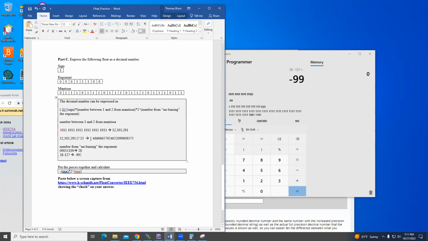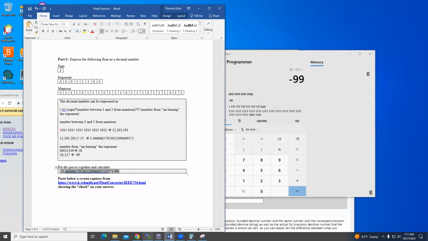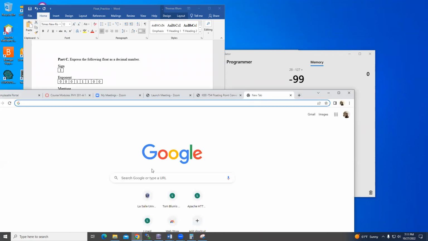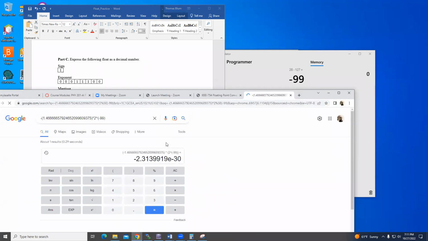And so I put these pieces together. My mantissa value was 1.46666. And my exponent is minus 99. Put all the pieces together. Let Google be a calculator. There's my answer.